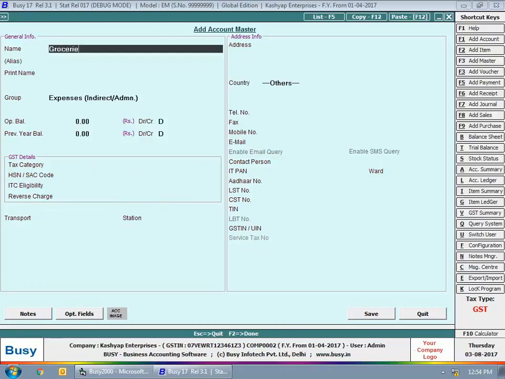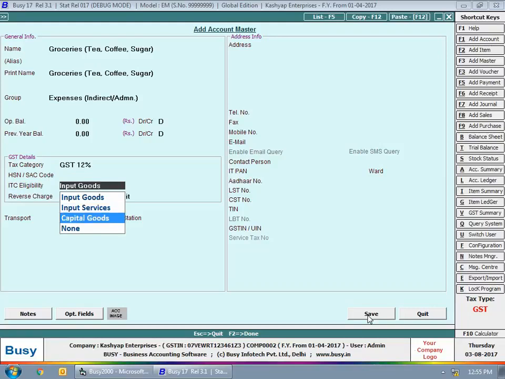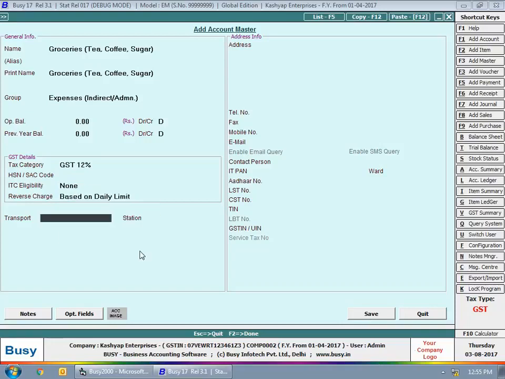Next, we'll create an account for groceries, that is tea, coffee, sugar expenses. Here you can see in the ITC eligibility section we have selected the option as none, because as I said earlier in the presentation also, if you have made any expense on food and beverages or any food item, then you will get no ITC claim for that. So in such accounts we'll select the ITC eligibility as none and reverse charge based on daily limit.